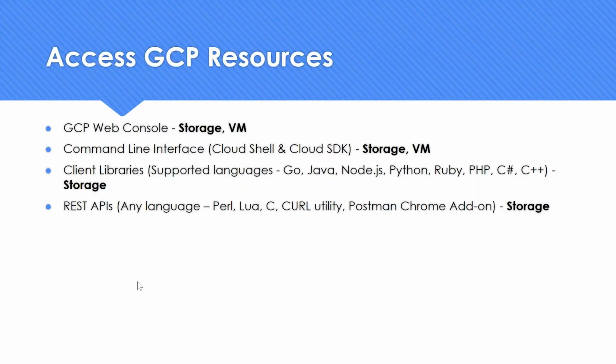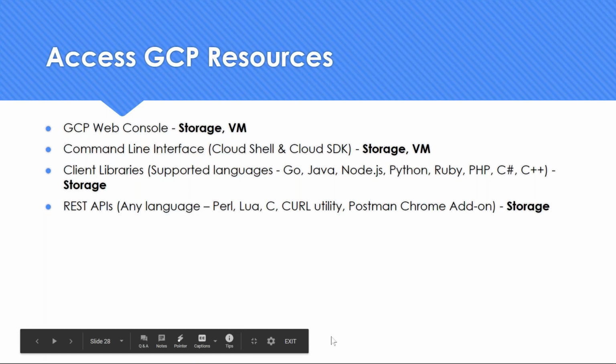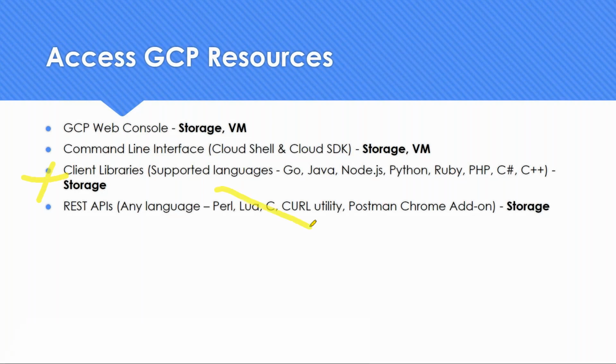Going forward, we will not discuss anything on client libraries or REST APIs. The reason is these are developer centric and we are not for developers. So our focus is going to be using console and the command line. In command line, most of the demos will be done with Cloud Shell. The reason is it's going to be faster. If I do it on my laptop with Cloud SDK installed, it's going to be slower. So that is going to be the going forward strategy.